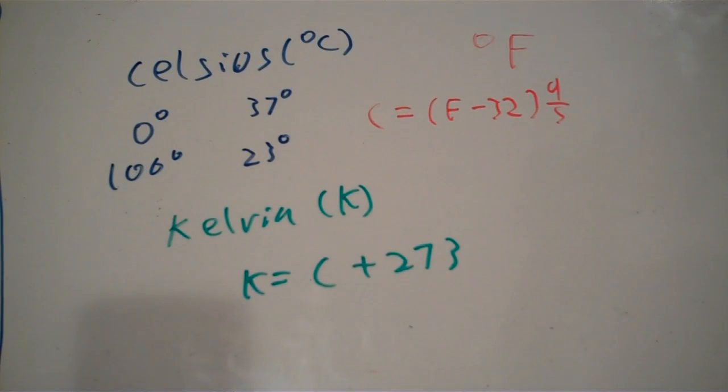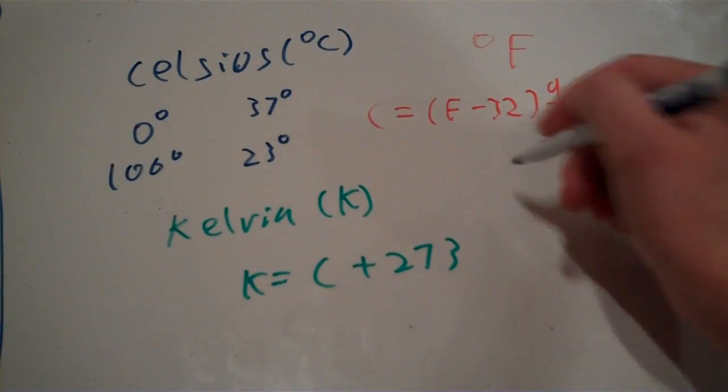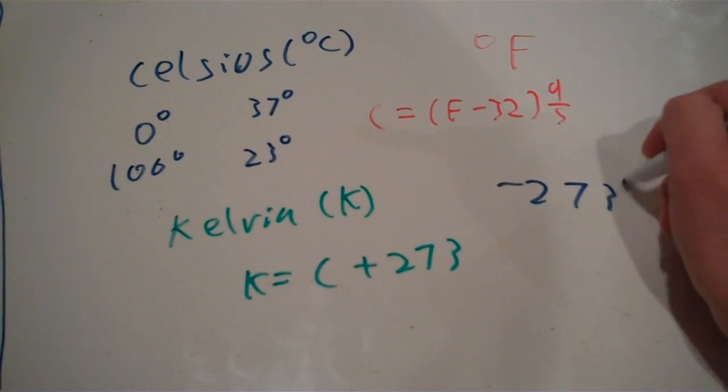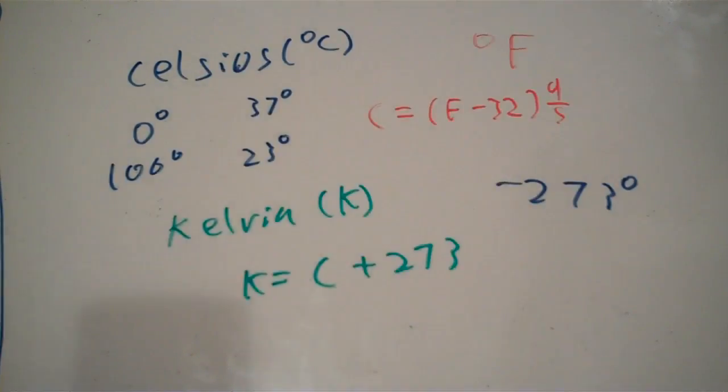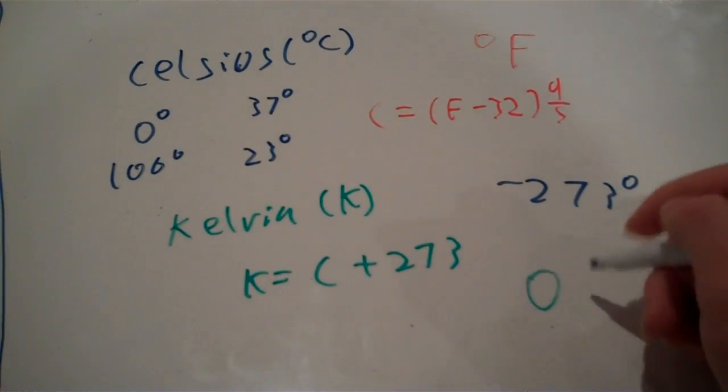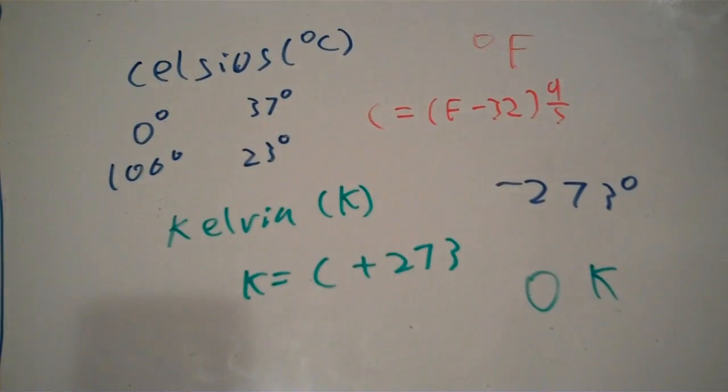Now, the reason it is this way is because minus 273 degrees Celsius is absolute zero, the coldest it can get. As such, 0 Kelvin is absolute zero. That means that there are no negative numbers in Kelvin.